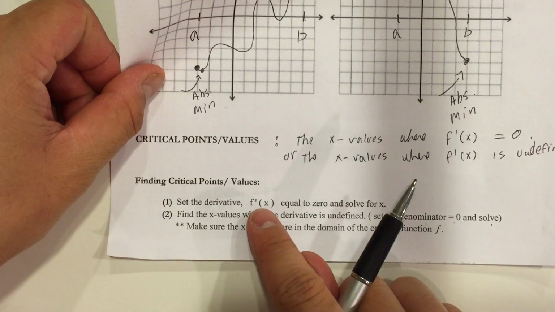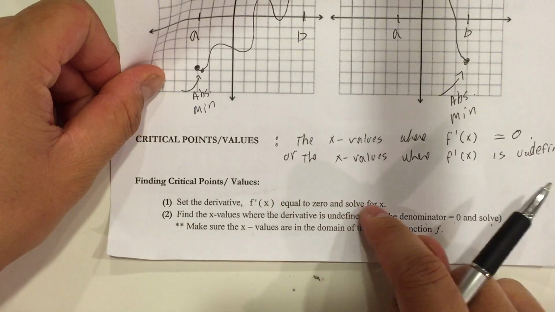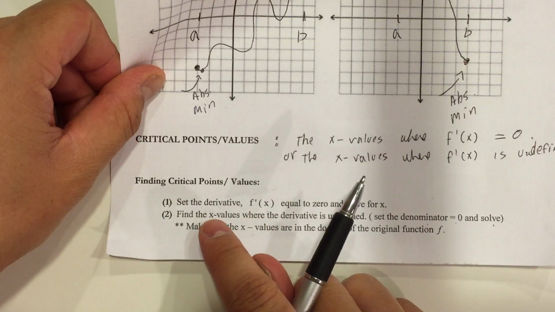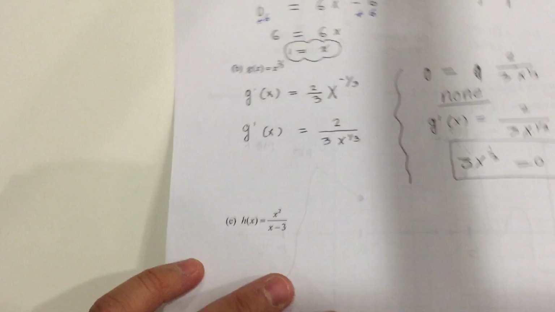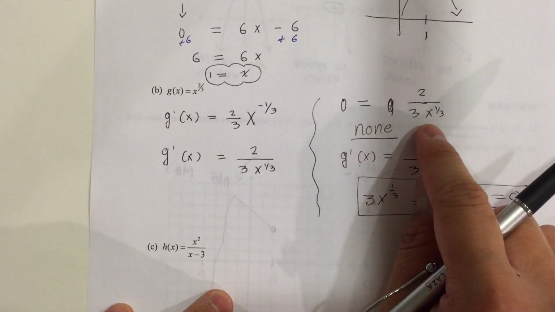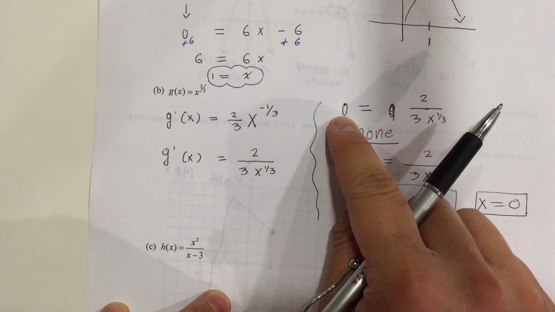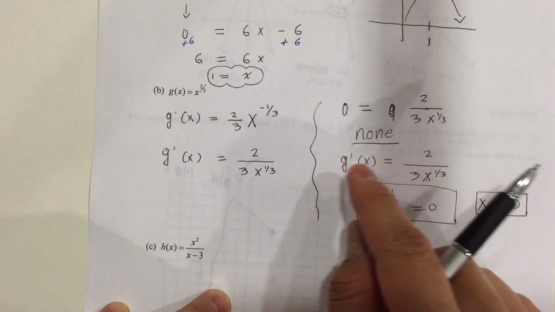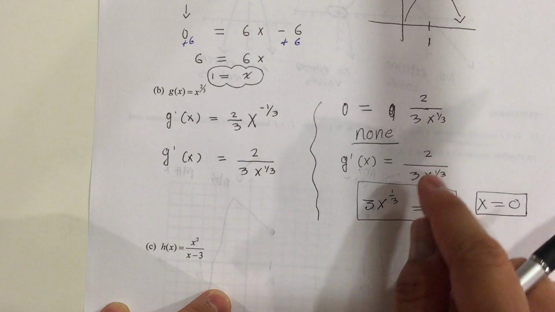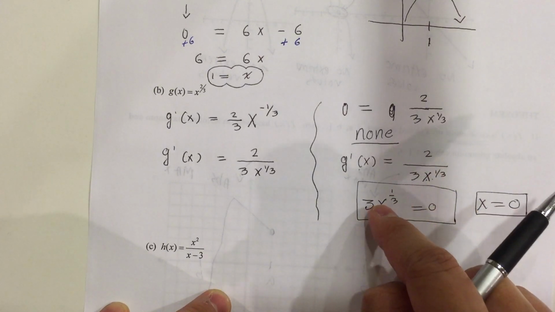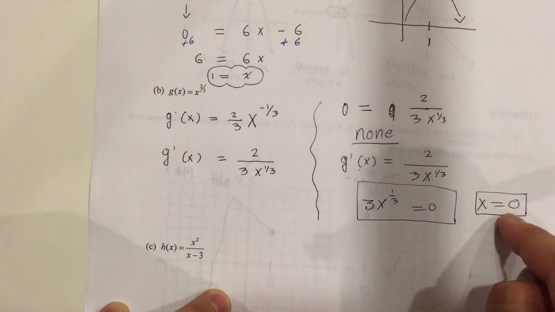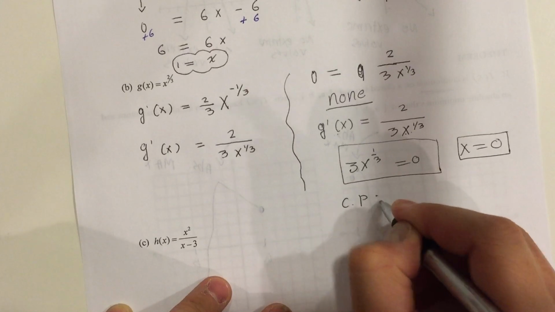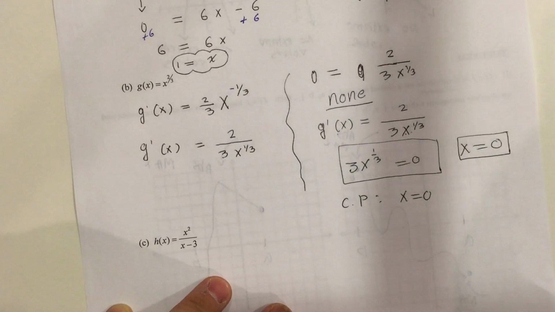So let me summarize. To find critical points, two ways. You either find where the derivative equals to 0, or you find the x value where the derivative is undefined. We try to find the x value where the derivative equals to 0, but there was none. So we went and we found the x values where the function is undefined. And it's undefined when the bottom equals to 0, the bottom equals to 0 when x equals to 0. So our critical point is just x equals to 0. It's just one number, x equals to 0.